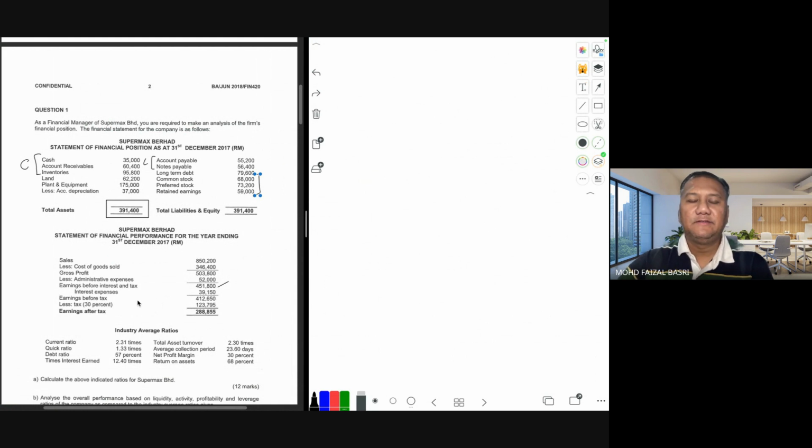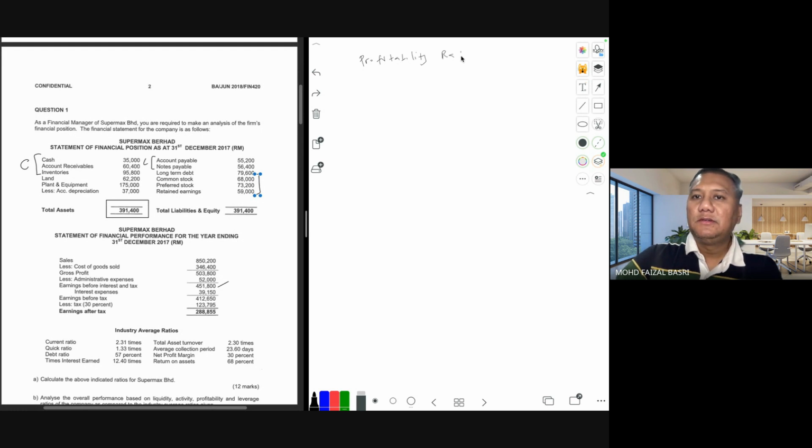Up to 4 categories. The first category, liquidity, they ask you current dengan quick ratio. Then leverage, debt dengan times interest earned. And then for activity just now, it was total asset turnover dengan ECP. So net profit margin dengan ROA is the profitability, the fourth category. So for the fifth category yang market ratio, we cannot use this example. Okay, kejap lagi kita discuss lah.